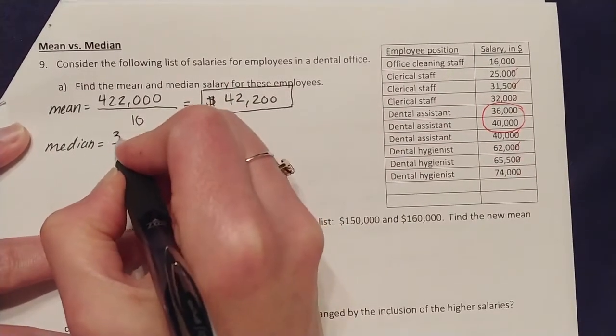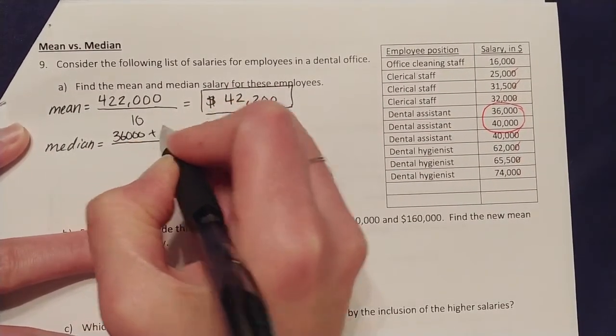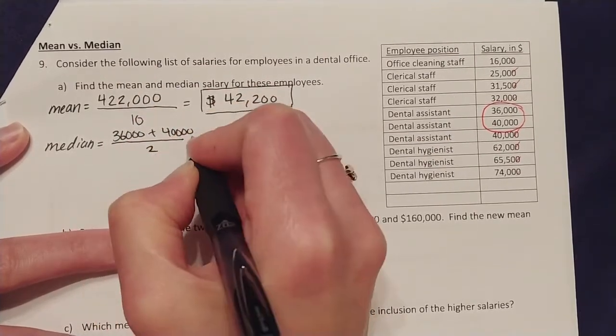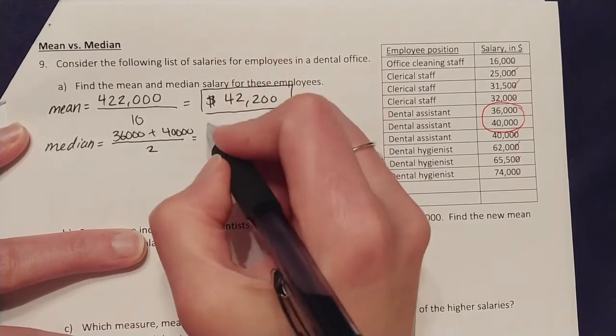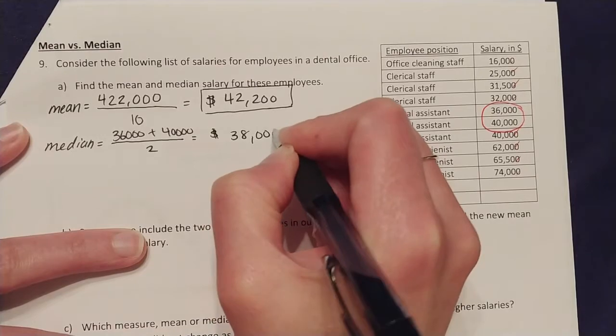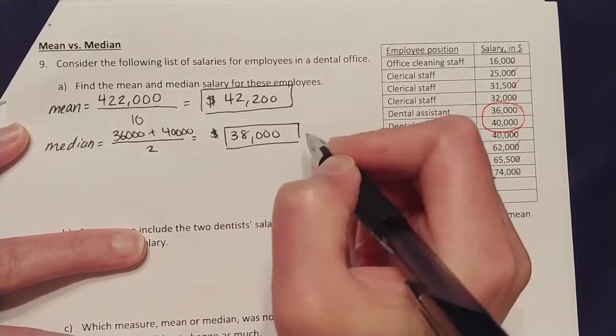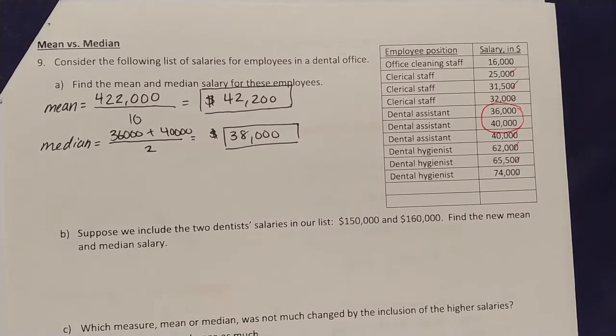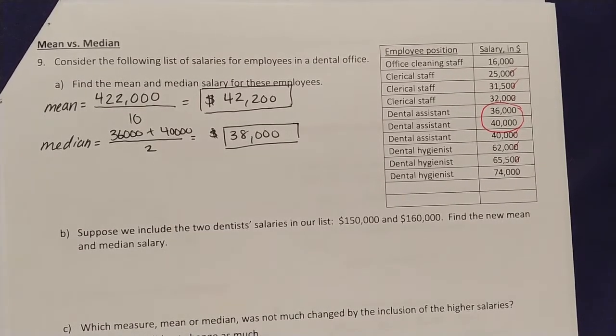So I add them together, 36,000 plus 40,000 divided by 2. Okay, so if we do that, we end up with 38,000 dollars. So that would be the mean and median of this data set.